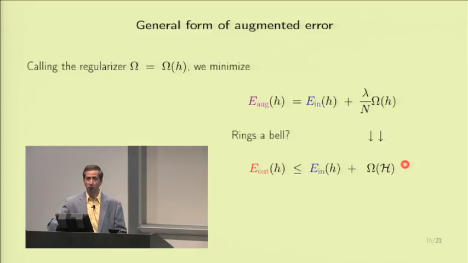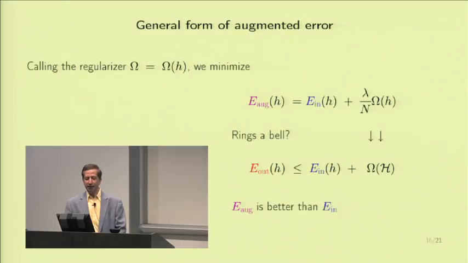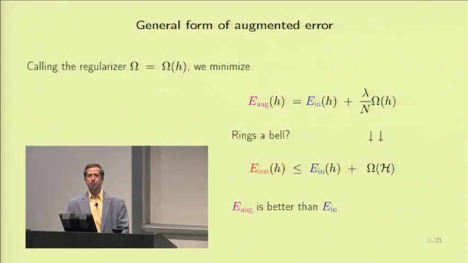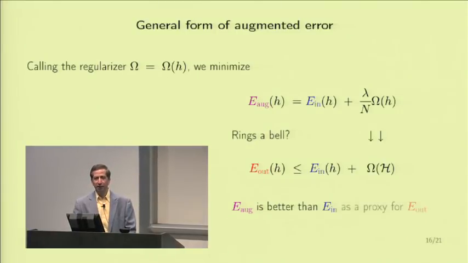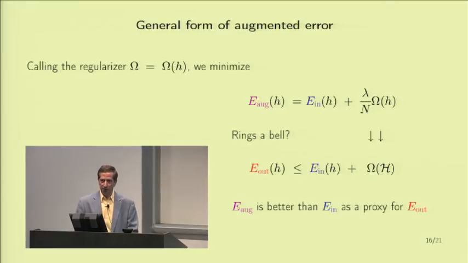Now, when I talk about Occam's razor, I will relate the complexity of an individual object to the complexity of the set of objects, which is a very important notion in its own right. But if you look at that correspondence, you realize that what I am really doing here, instead of using E in, I am using E aug as an estimate for E out, if I take it literally, okay? And the thing here is that E aug, the augmented error, is better than E in. Better in what? Better as a proxy to E out, okay?